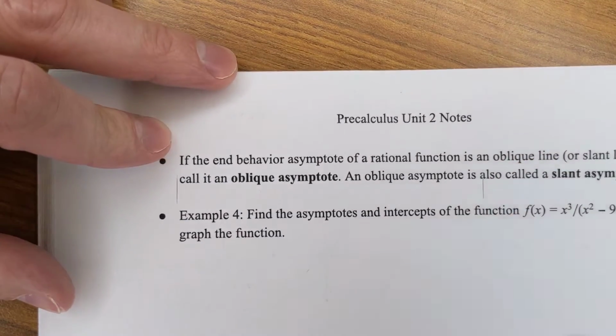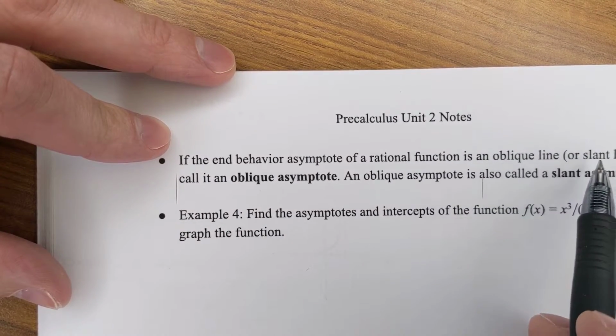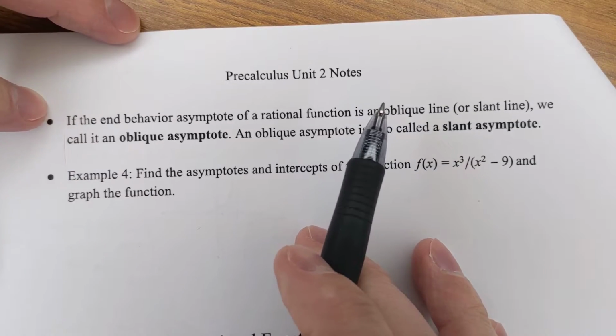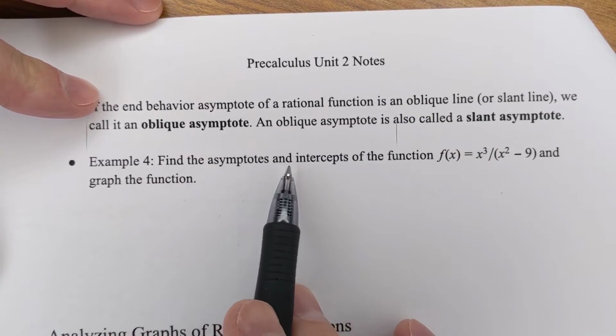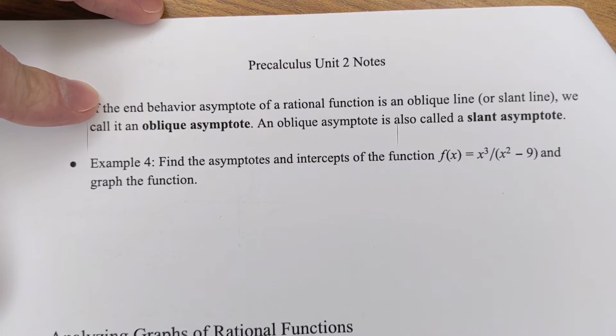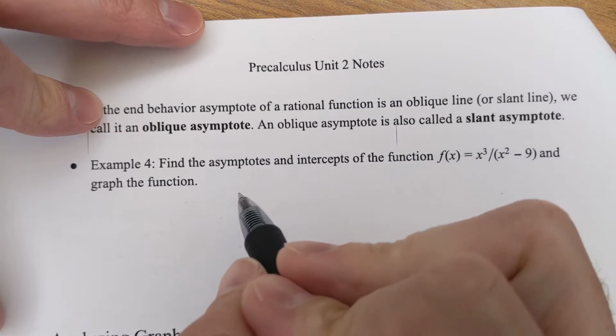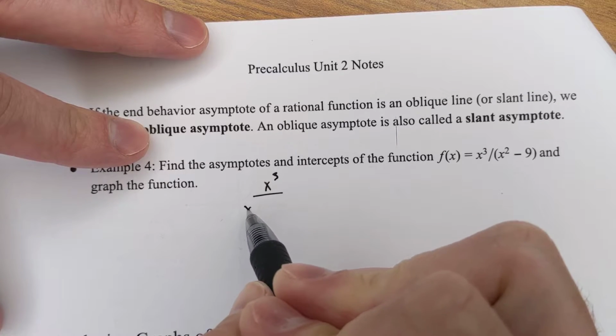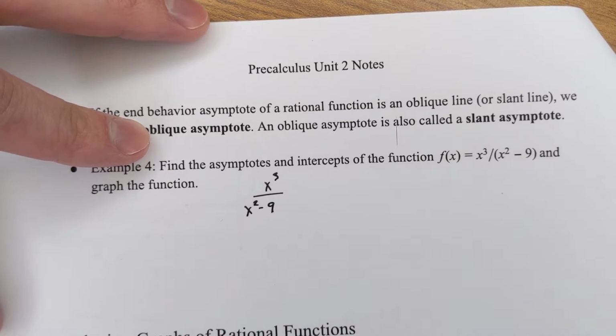So it says if the end behavior asymptote of a rational function is an oblique or slant line, we call it an oblique asymptote. An oblique asymptote is also sometimes called a slant asymptote. Find the asymptotes and intercepts of the function, and graph the function. So, to find the asymptotes, our equation is x cubed over x squared minus 9.